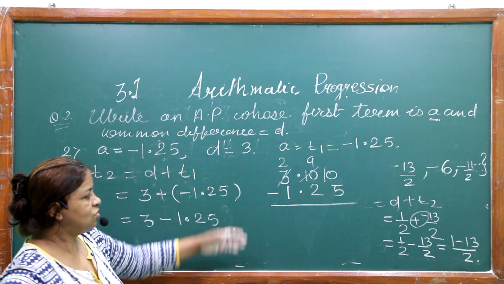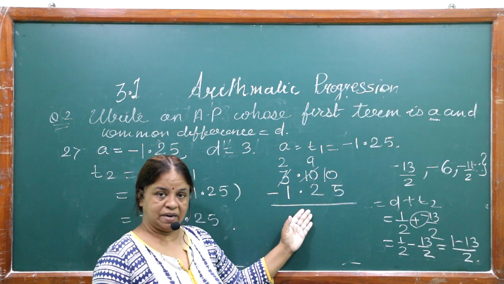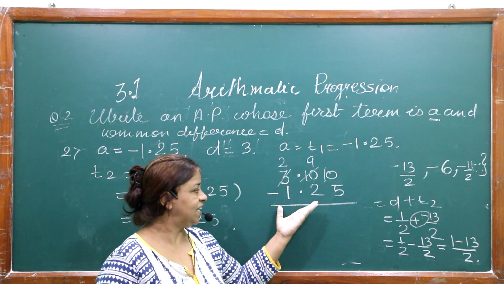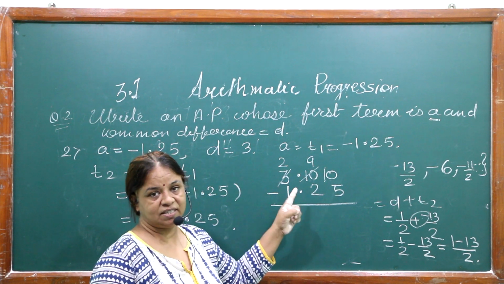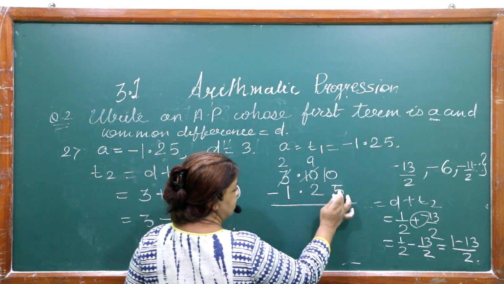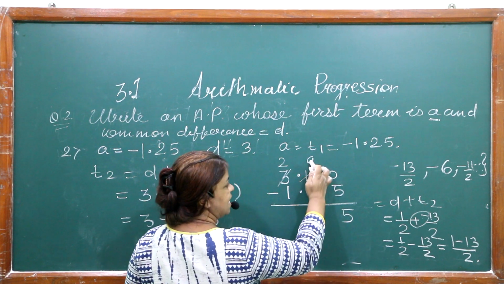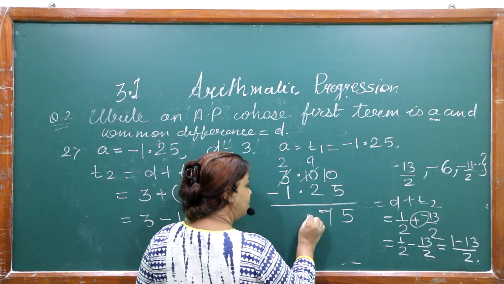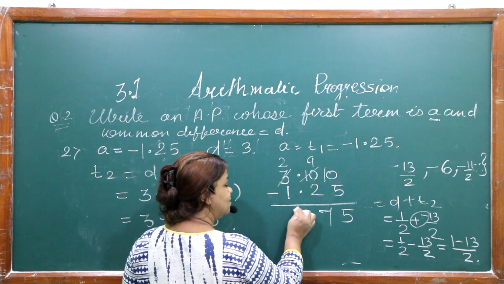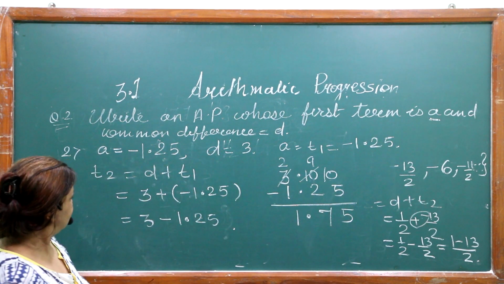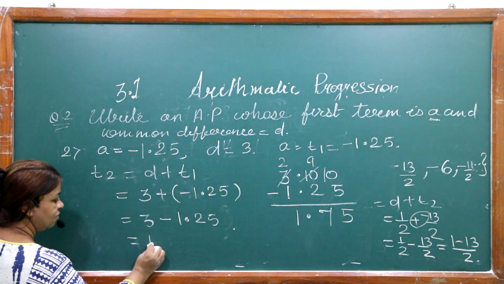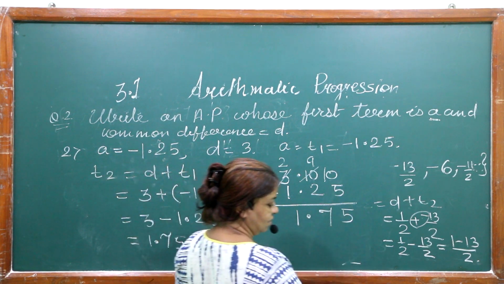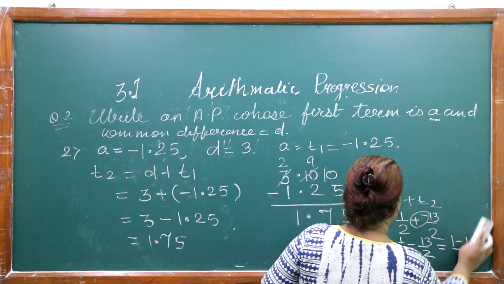This you have learnt in your primary section. But there are some children who really find it difficult to subtract such numbers. So 10 minus 5 is 5. 9 minus 2 is 7. Point below will come point. 2 minus 1 is 1. So your second term is 1.75.